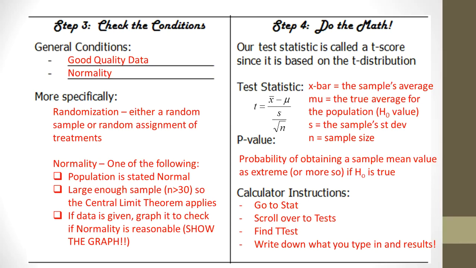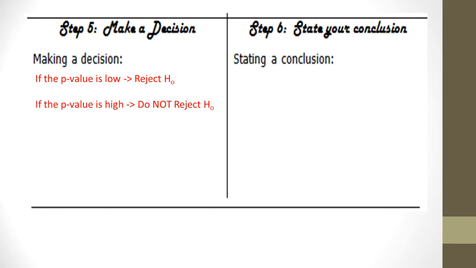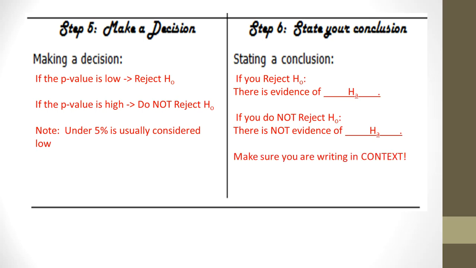Steps 5 and 6 stay the same. With step 5, we need to make a decision. If our p-value is low, we're going to reject the null hypothesis. If our p-value is high, we're not going to reject the null hypothesis. And like before, 5% is typically our cutoff value for low. For our conclusion, if we reject the null hypothesis, that means we do have evidence of the alternate. If we don't reject the null hypothesis, we do not have evidence of the alternate. Make sure you are writing in context.